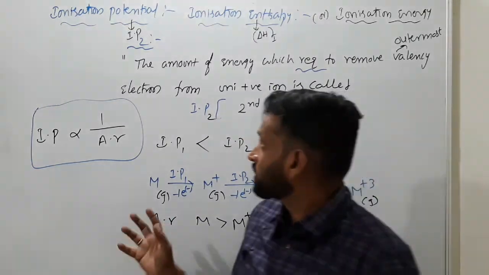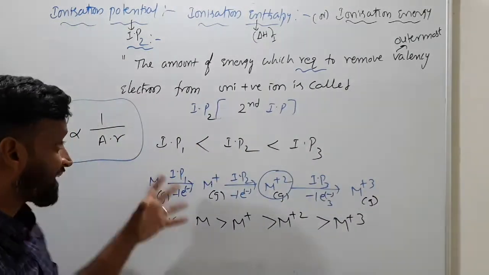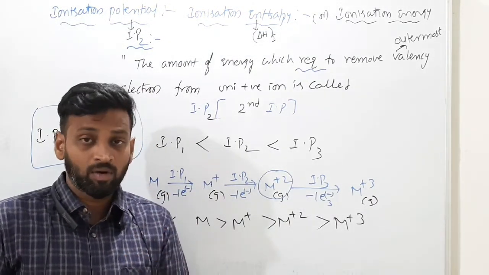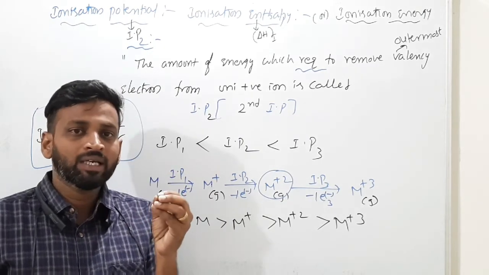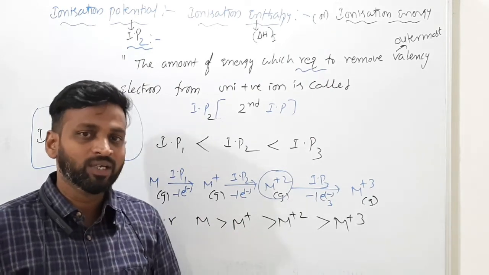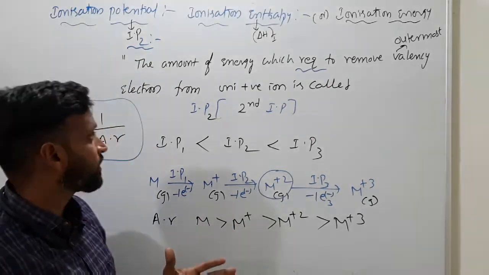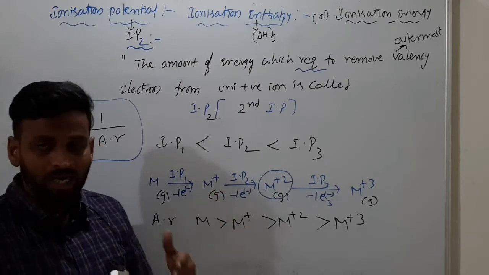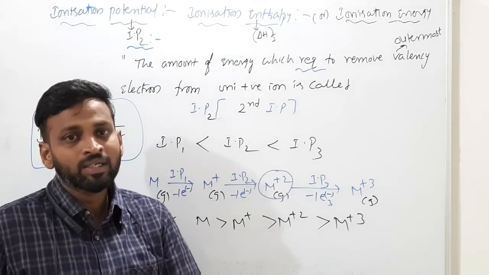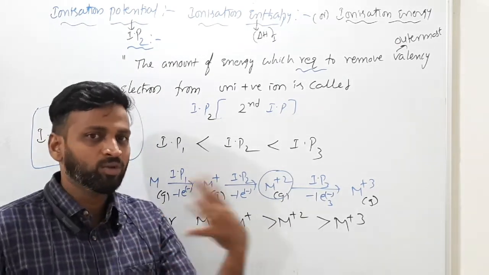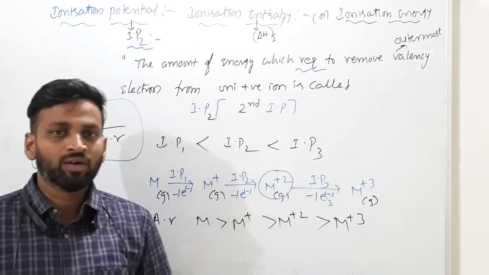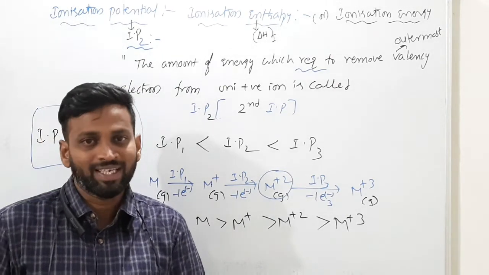That's it. This is about ionization potential. It is not completed: the factors affecting ionization potential, as well as how IP varies in particular groups and periods, we will discuss in our next class. Why am I stopping here? Because this session is already completed. In the new session we will discuss the factors affecting ionization potential, how IP varies, electronegativity, electron affinity, all those things.